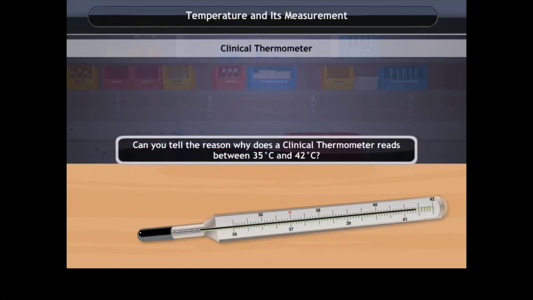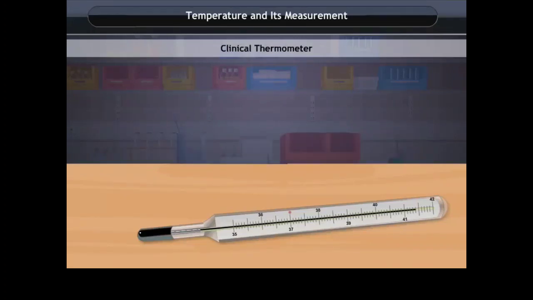Can you tell the reason why a clinical thermometer reads between 35 degrees and 42 degrees? This is because our body temperature never goes below 35 degrees Celsius or above 42 degrees Celsius, and the normal temperature of the human body is 37 degrees Celsius.